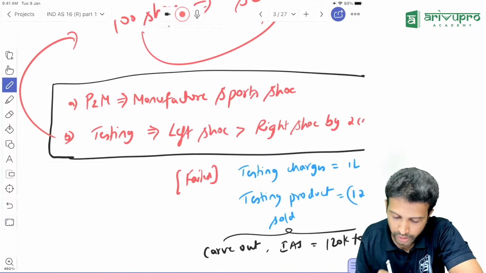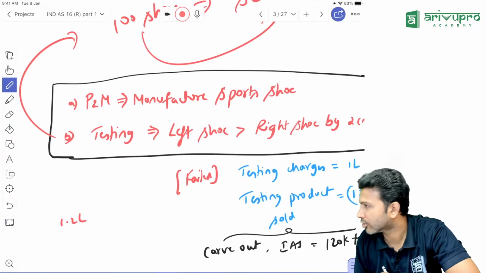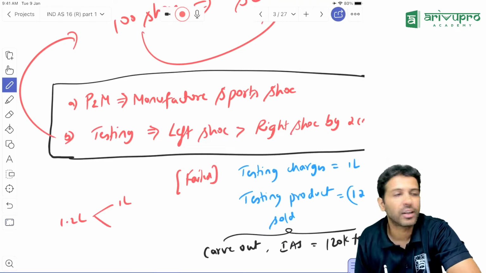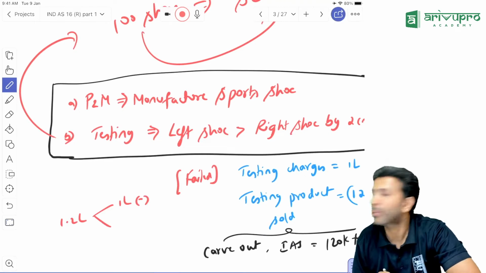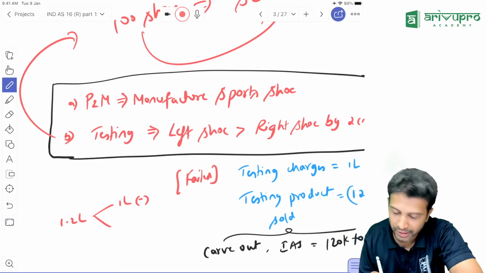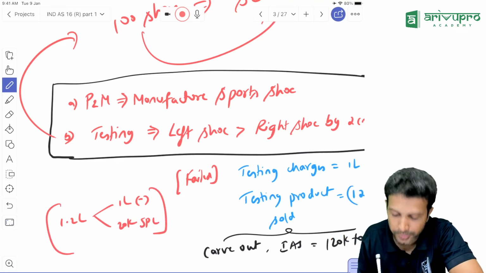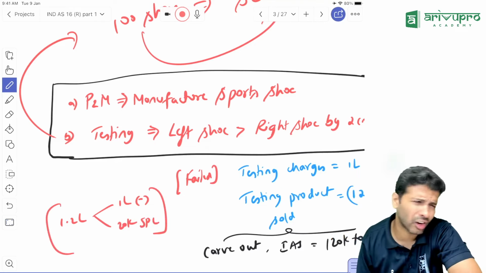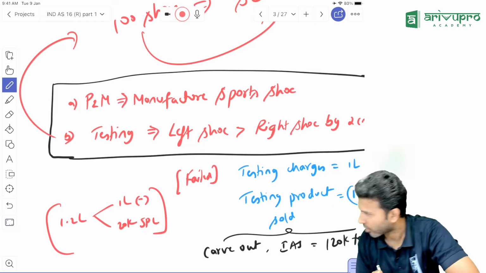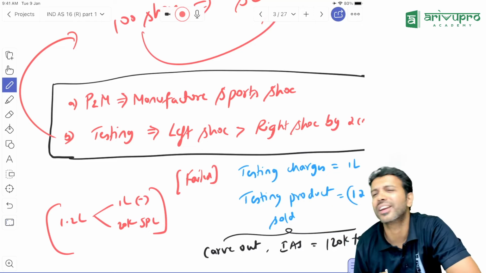So what Ayush is saying is you sold for 1,20,000. How much were the testing charges? 1 lakh. This 1 lakh rupees you reduced from testing charges because you only capitalized this much. The balance, how much extra did you get? 20,000. That you transfer to SPL. Okay, this is what Ayush is saying. In all logic sense, Ayush actually makes sense. But Ind AS 16 doesn't seem to agree with him.